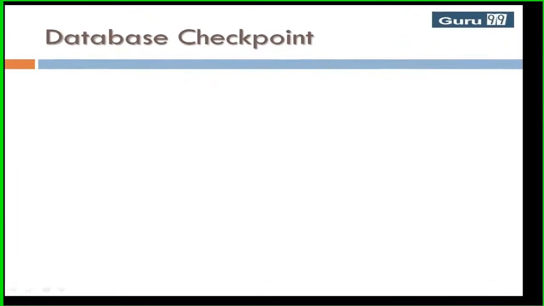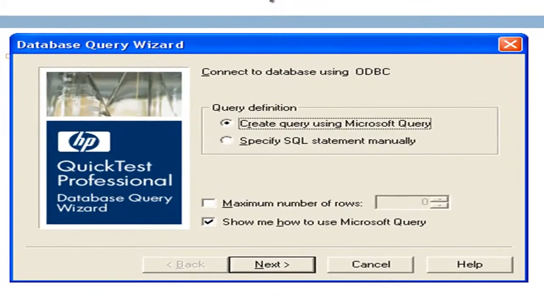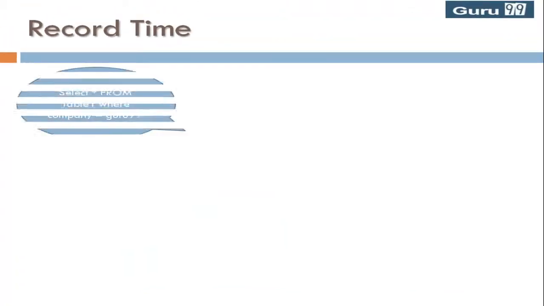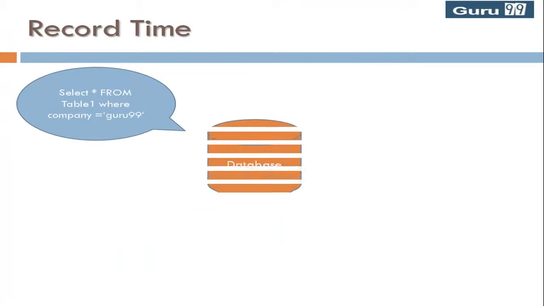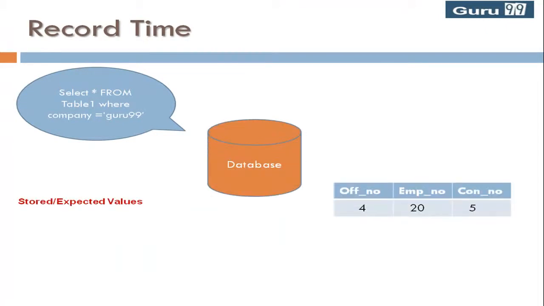Database checkpoints. In database checkpoints, a query is created during record time. Query can be created using database query wizard, or you can manually specify the query. During record time, a query is created and sent to the database. The corresponding table results are stored as expected values in QTP.